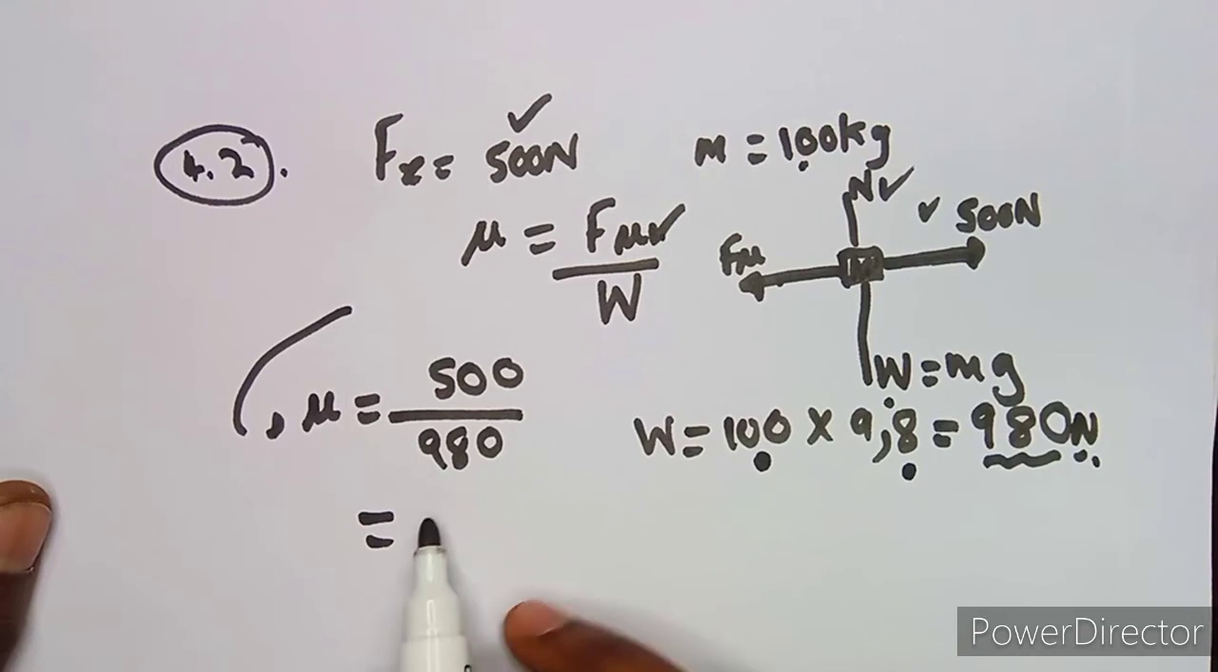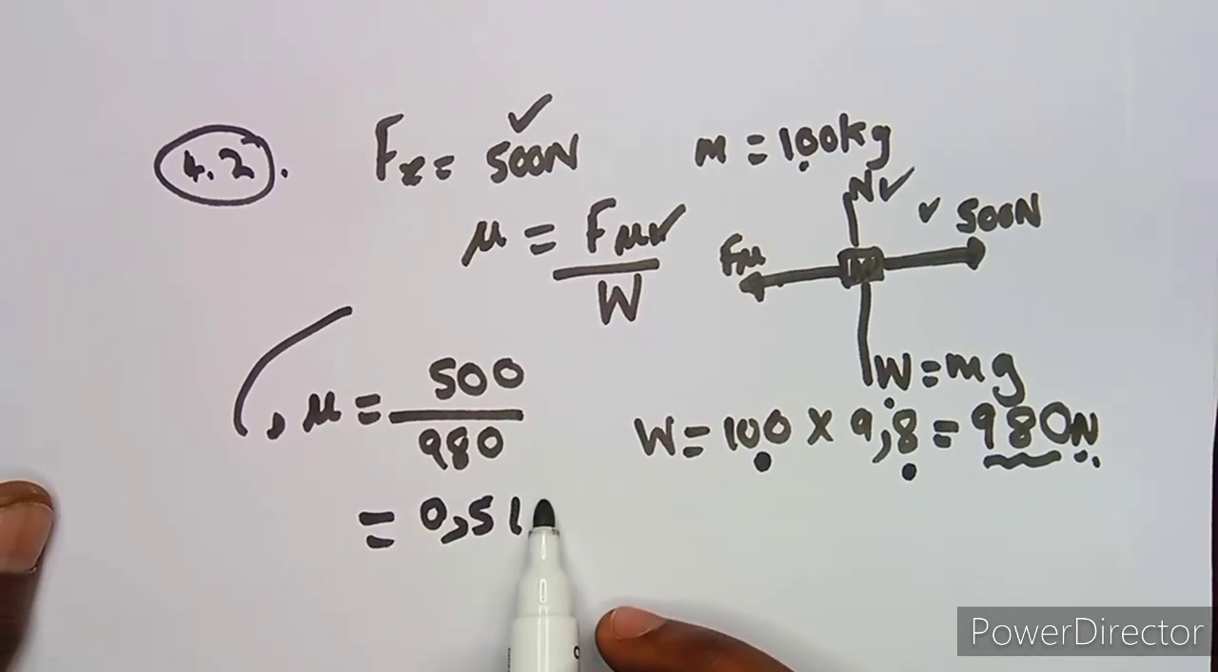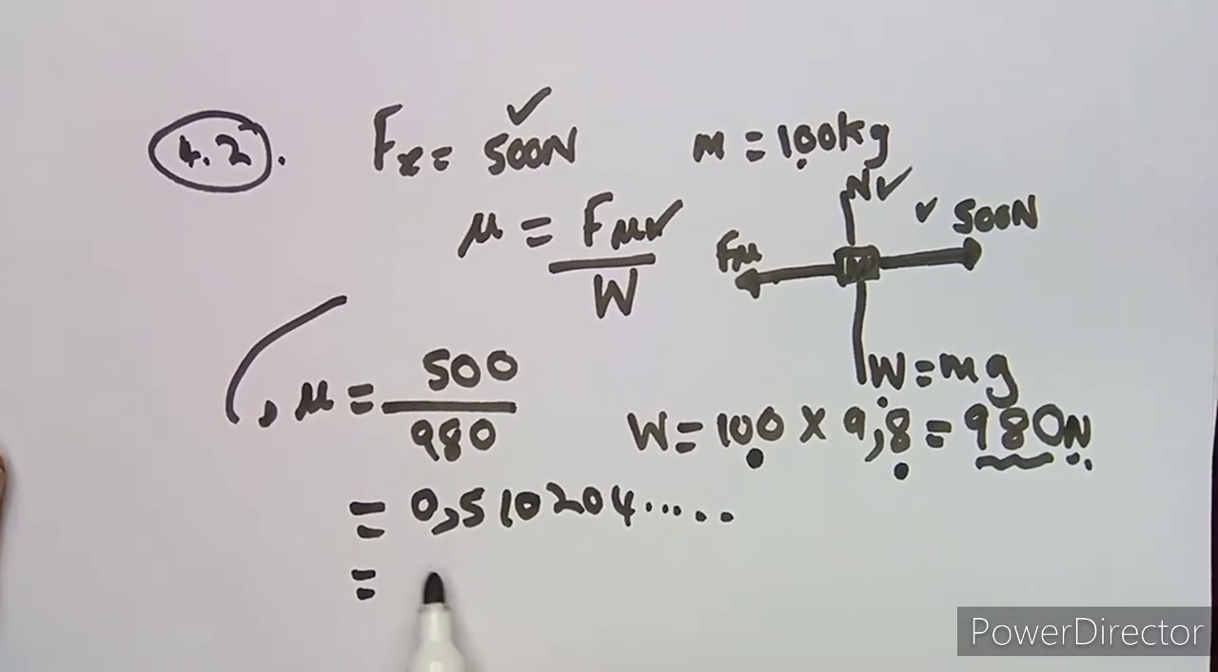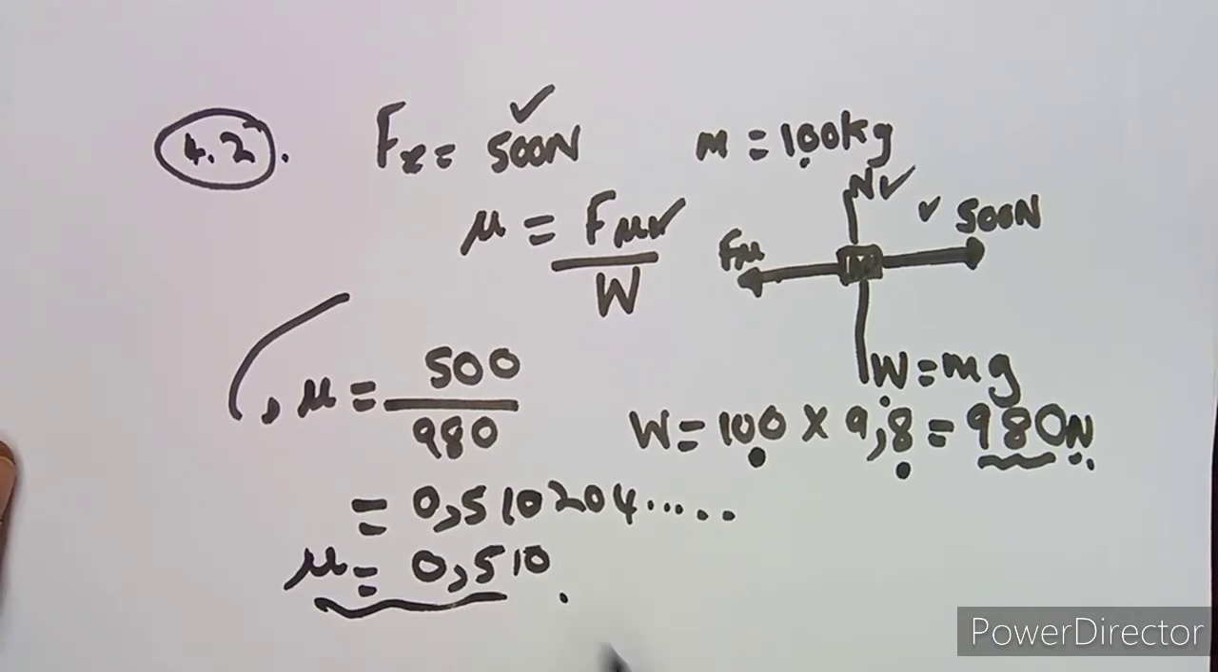If you divide, you're going to obtain 0.510204, something like that, guys. Rounding off, this can give us 0.510 as the coefficient of friction. You can just leave it like this, or you can write it as 0.51. Still, it's one and the same thing. So that is what we are having there as the coefficient of friction.